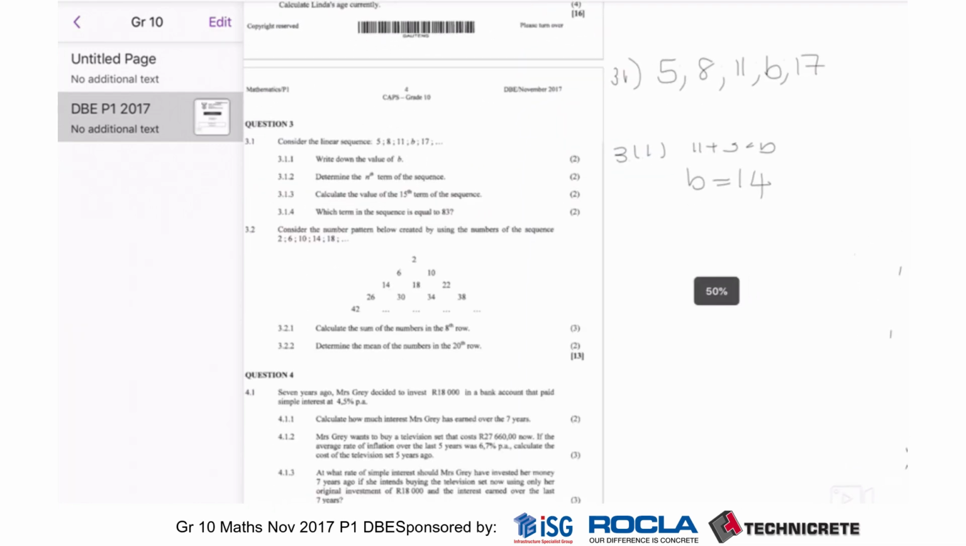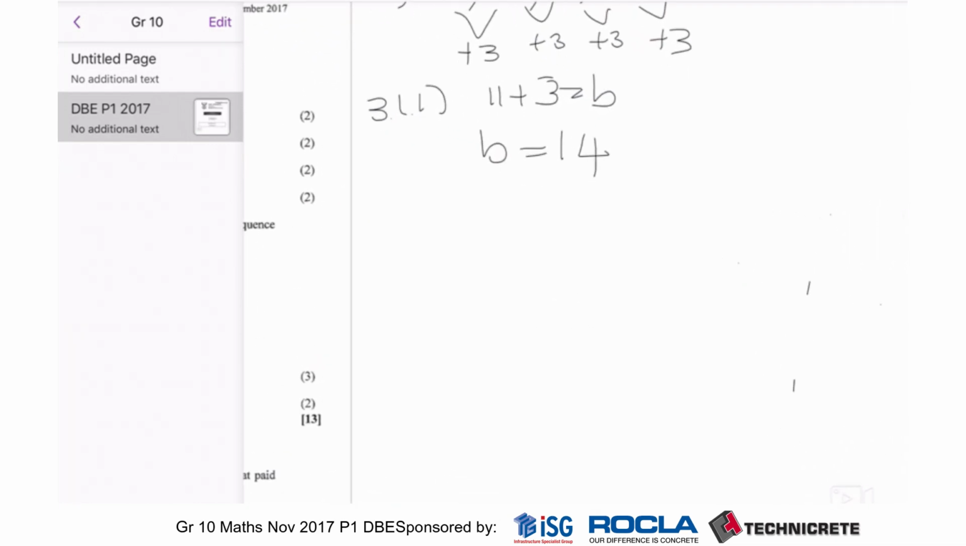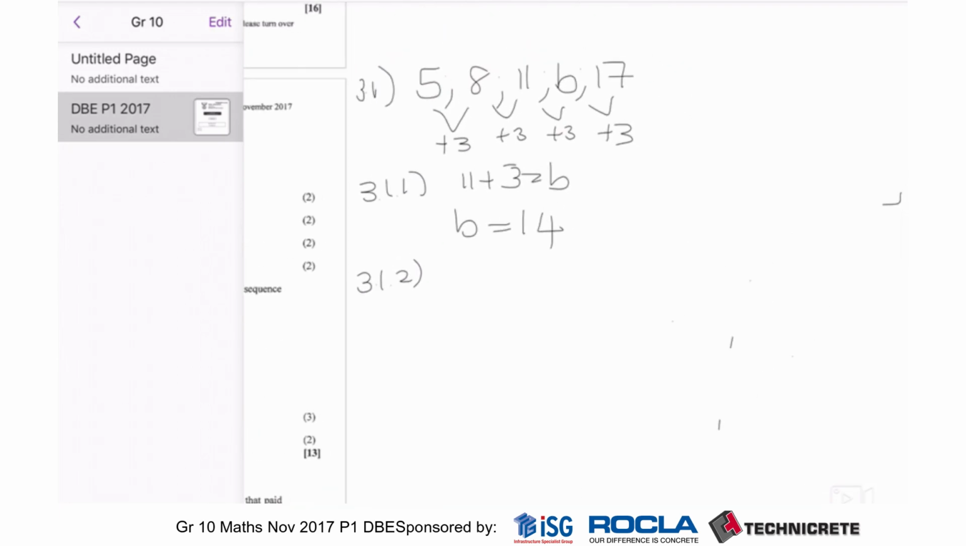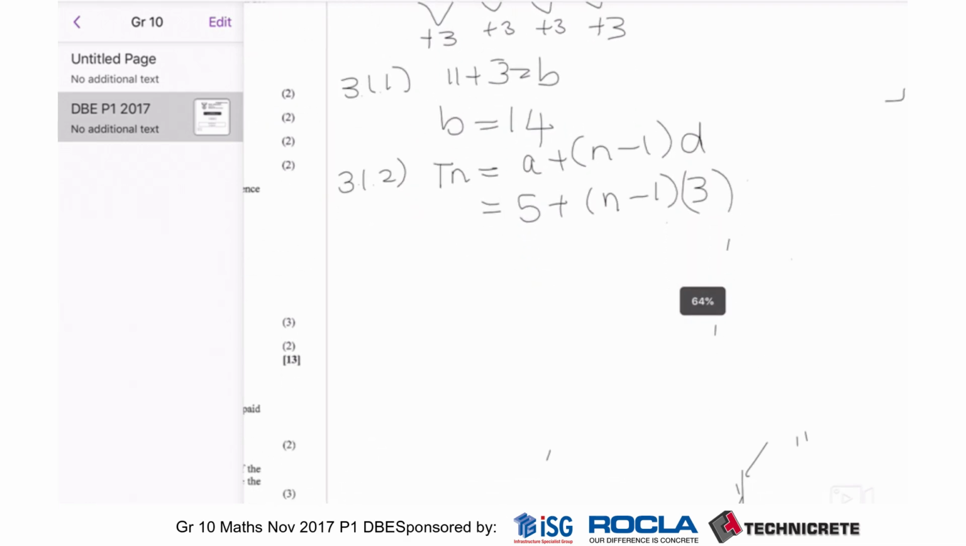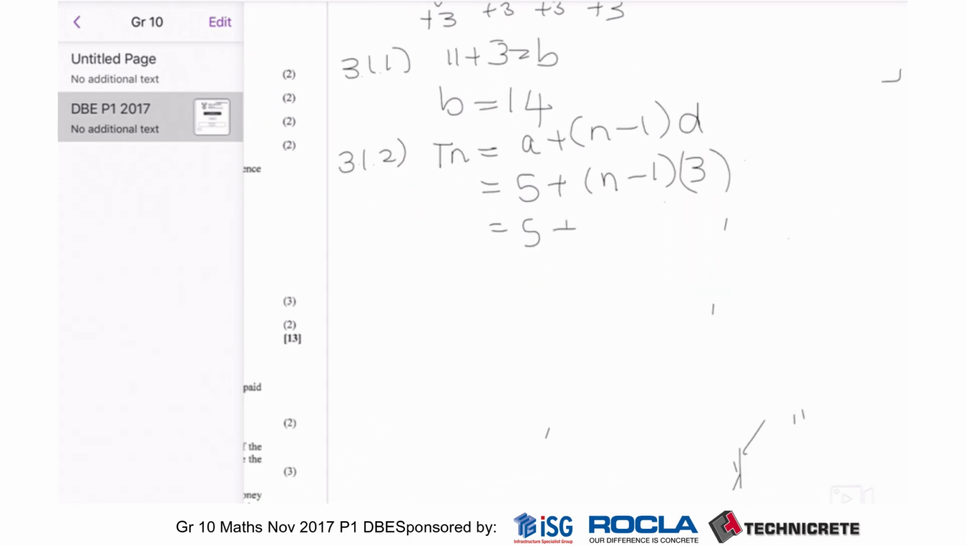Okay, the next question says determine the nth term of the sequence. So they want us to determine the nth term of this linear pattern, and you should know your formula for how to calculate it. The one that I use is Tn is equal to a plus (n minus 1)d. So a is my first term, n stays as n, and my difference is 3. So it's going to be 5 plus 3n minus 3, so it's equal to 3n plus 2.